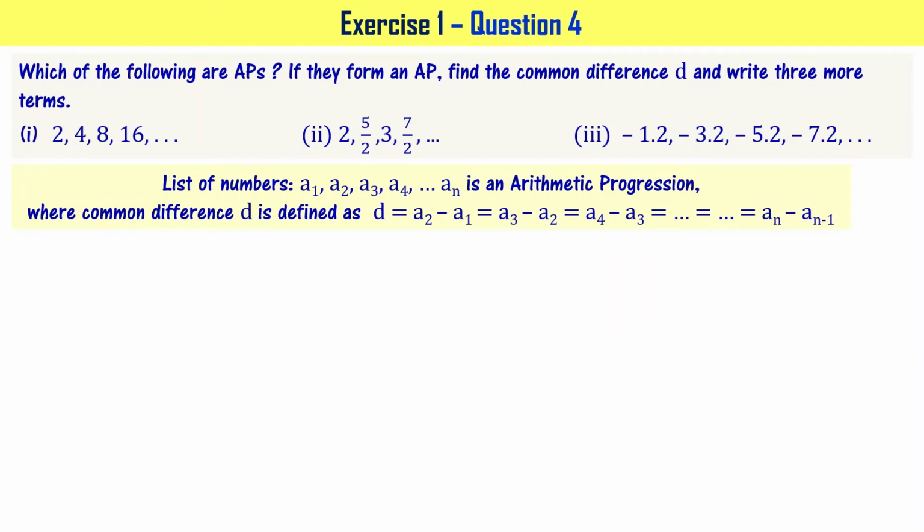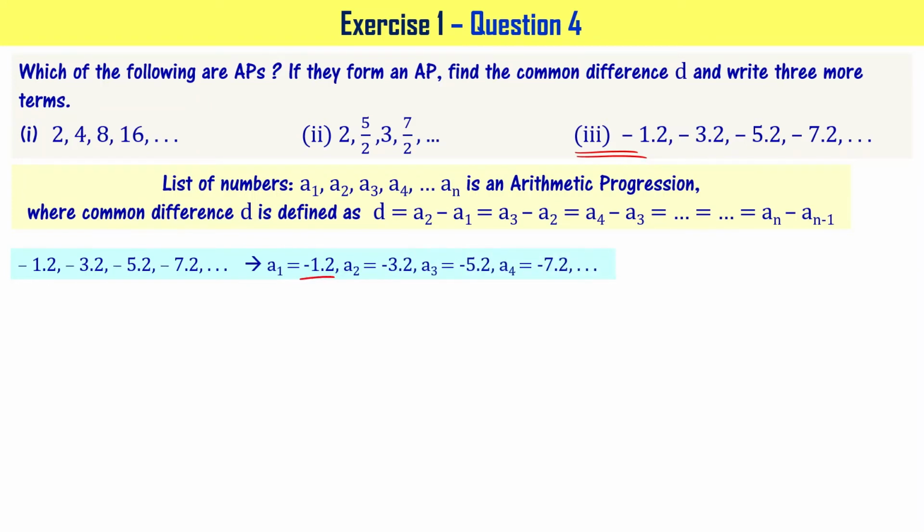Now let's look at the next part, right? When you look at this, what you can say is my first term A1 equal to minus 1.2, A2 equal to minus 3.2, and A3 is minus 5.2, and A4 is minus 7.2, right? Now let's find the difference between successive terms.